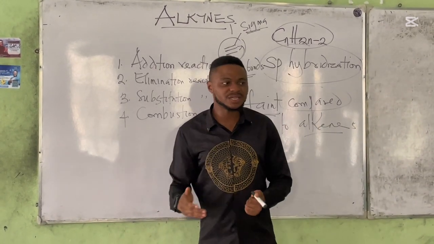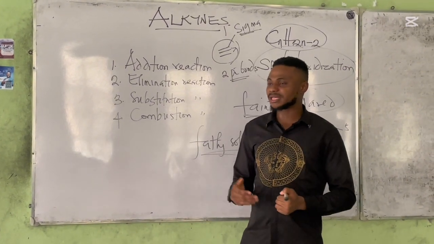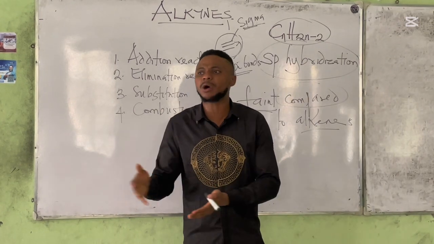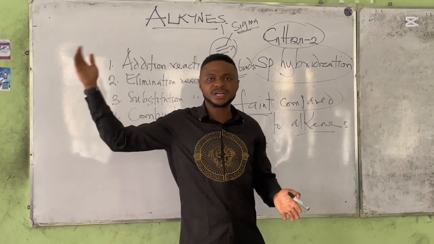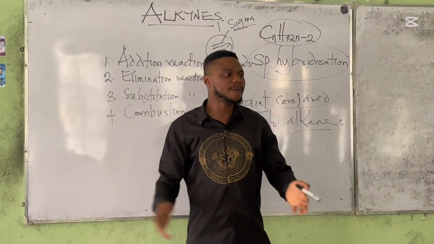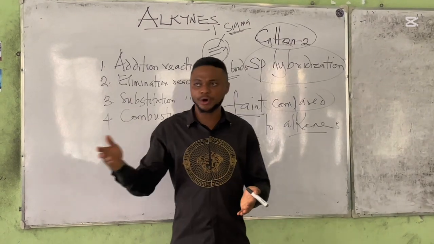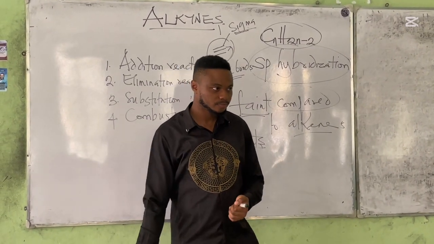Alkynes increase in melting point with an increase in molecular weight. So it is similar to boiling point. As molecular weight is increasing, boiling point is increasing. As molecular weight is increasing, melting point is also increasing. Alkynes increase in melting point with an increase in what? Molecular weight. Are we together?